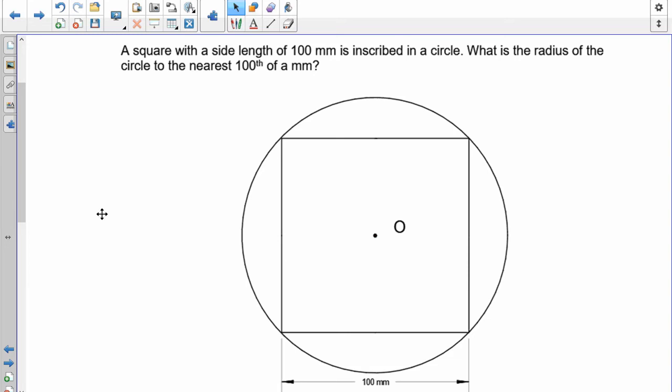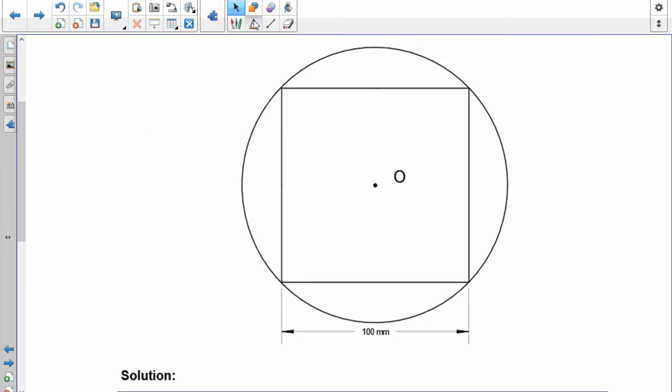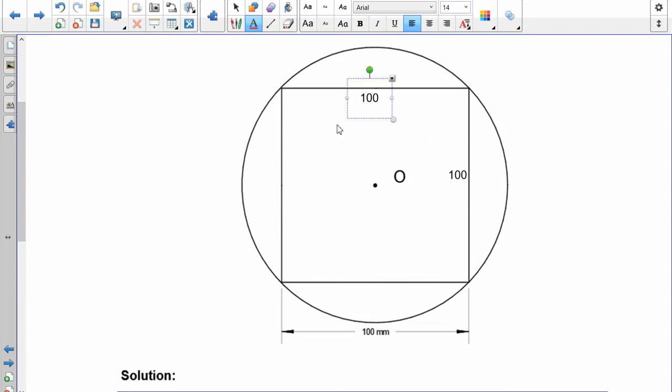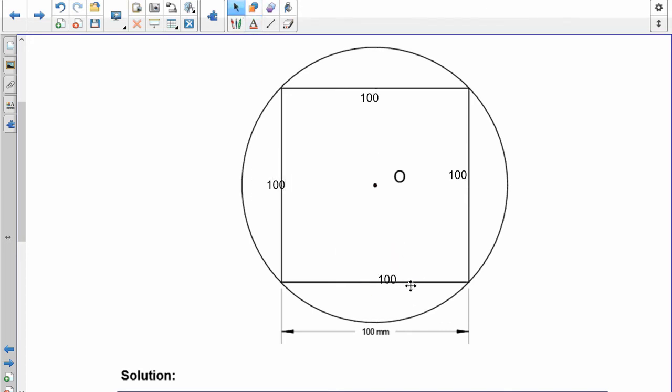All right, well, the first thing you should have noticed is, number one, that this is a square. That means this here is 100, that's 100, that's 100, and that's 100. Because in a square, all the sides are equal. The other thing which is very, very important for us to note is that if it's a square, every one of the corners is 90 degrees.